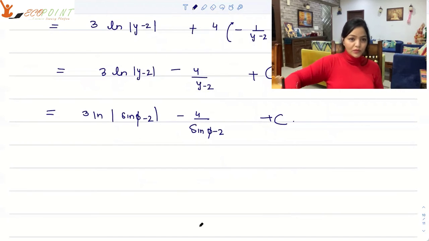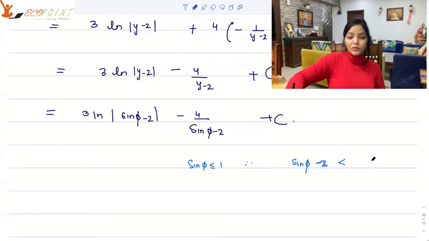Now here you can also do one thing. You can also just add up something here. And that something is, we know that sine theta is always less than or equal to 1, right? So therefore, sine phi minus 2 will be strictly less than 0, right? And 2 minus sine phi will be strictly greater than 0.